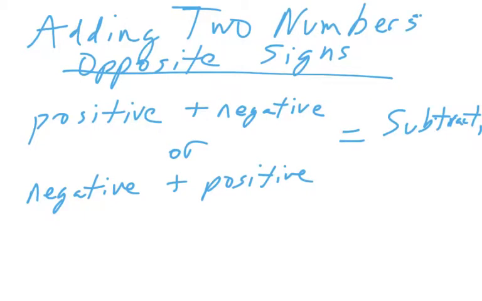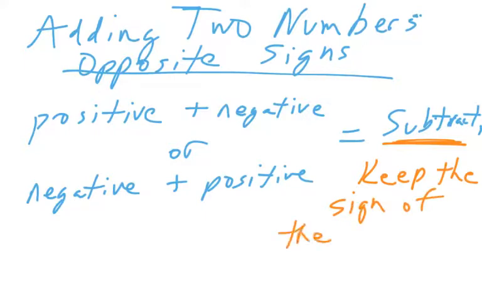So the final rule you have to know for addition is adding two numbers of opposite signs. So for example, adding a positive number and a negative number, or adding a negative number and a positive number. Well, what you want to do anytime you're adding numbers of opposite signs is you want to subtract. So you want to subtract the larger number without sign minus the smaller number. And you're going to keep the sign of the larger number. So again, you're going to keep the sign of the larger number after you subtract.